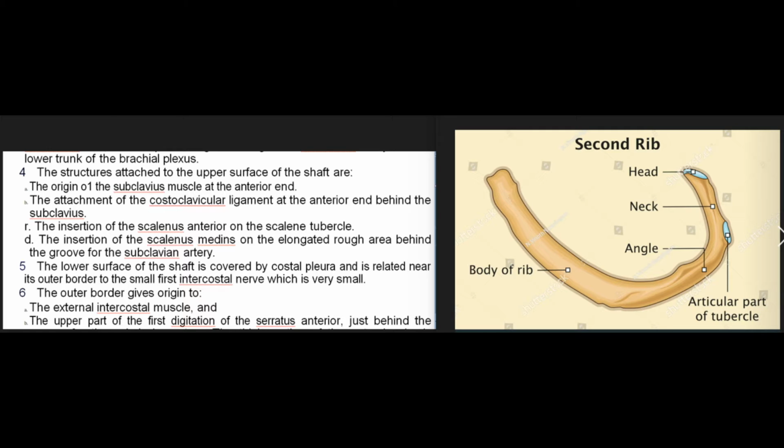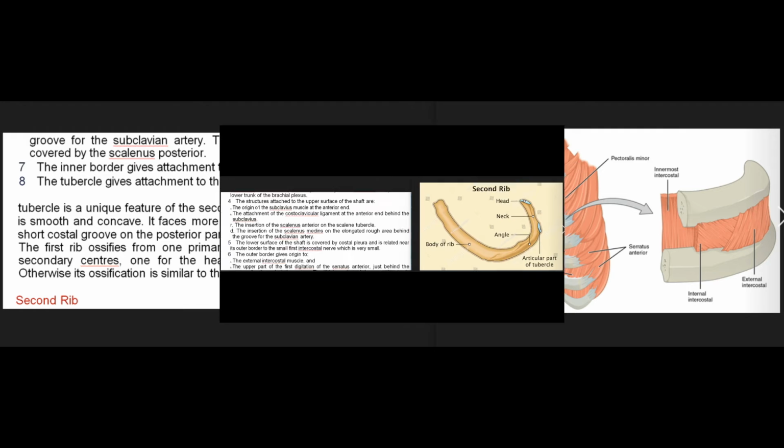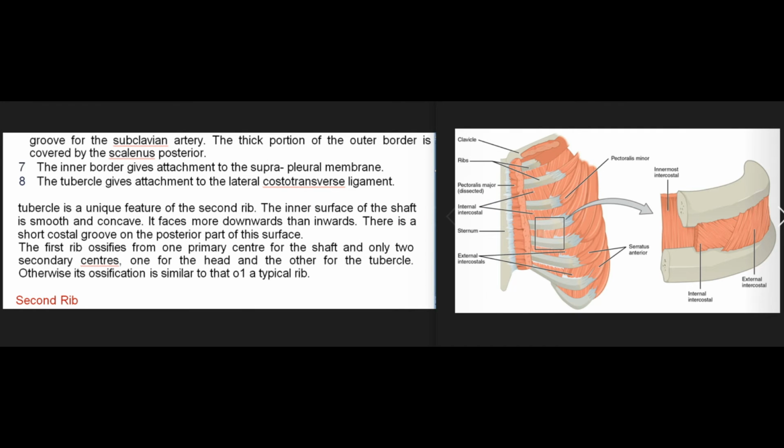5. The lower surface of the shaft is covered by costal pleura and is related near its outer border to the first intercostal nerve, which is very small. 6. The outer border gives origin to the external intercostal muscle and the first digitation of the serratus anterior, just behind the groove for the subclavian artery. The thick portion of the outer border is covered by the scalenus posterior. 7. The inner border gives attachment to the suprapleural membrane. 8. The tubercle gives attachment to the lateral costotransverse ligament.